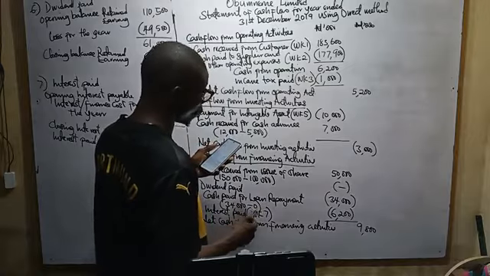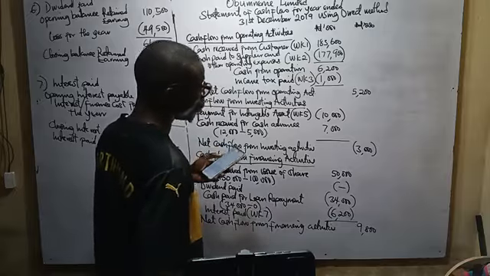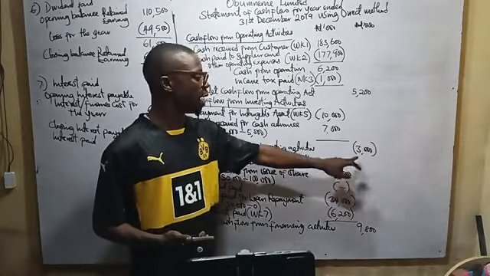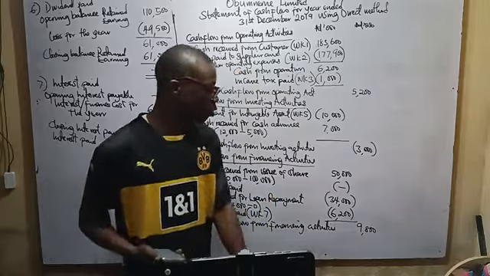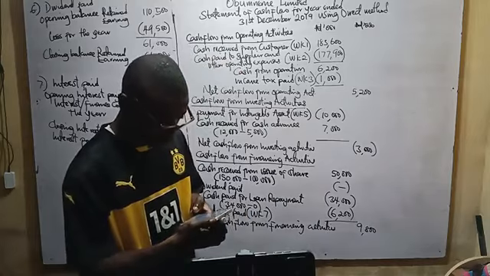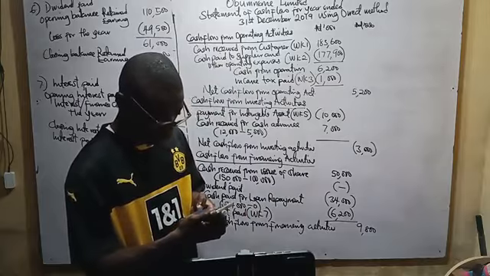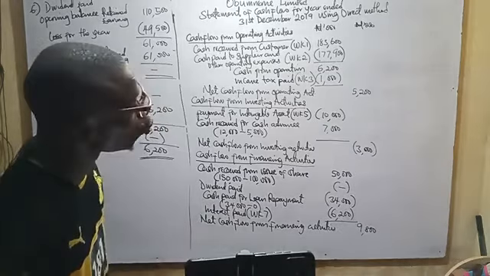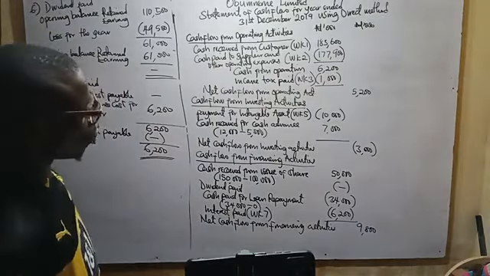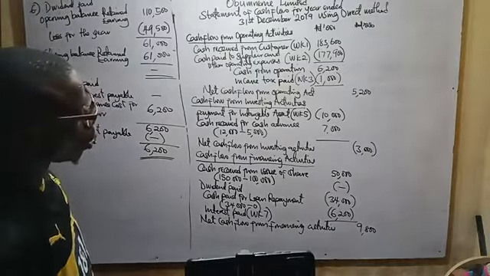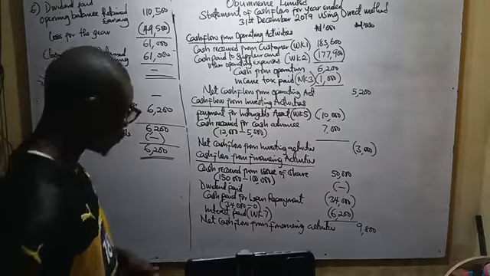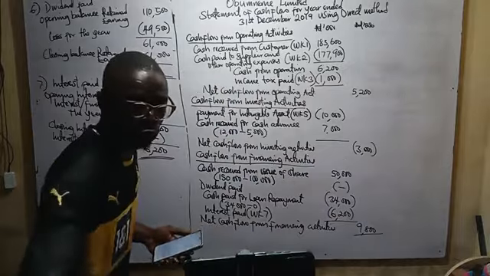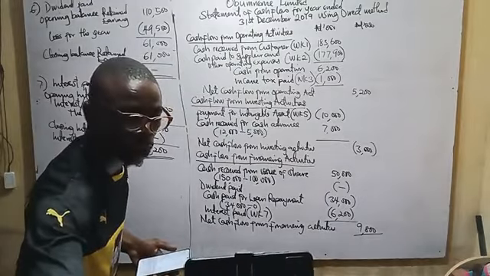No, that should be 12,000. So look at it. 5,200 minus 3,000 would be 2,200, plus 9,800. That's 12,000. Yeah. So your answer will be 12.